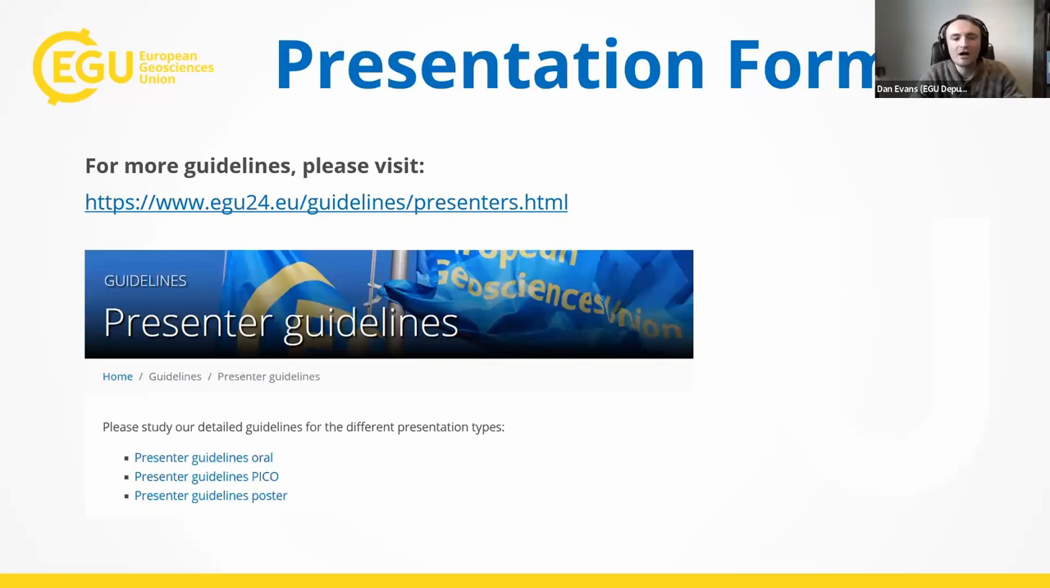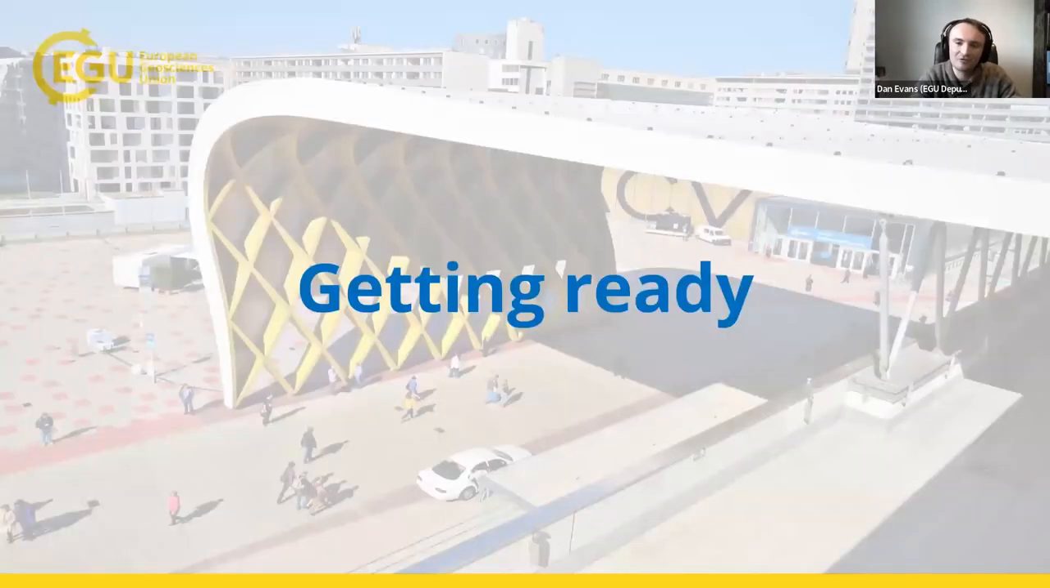So for more guidelines on the particular format, the oral, PICO and poster presenters' guidelines, you can find that on the website. And for conveners in particular, it's good to send these links to your authors before the conference. So how are we going to get ready then for the GA?